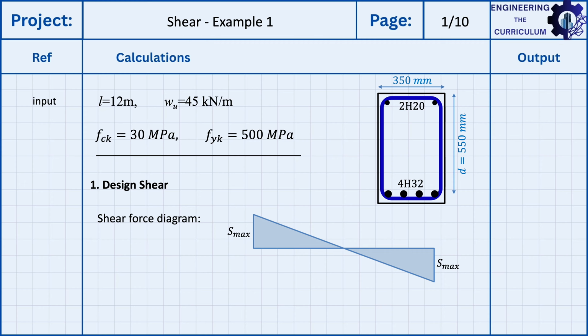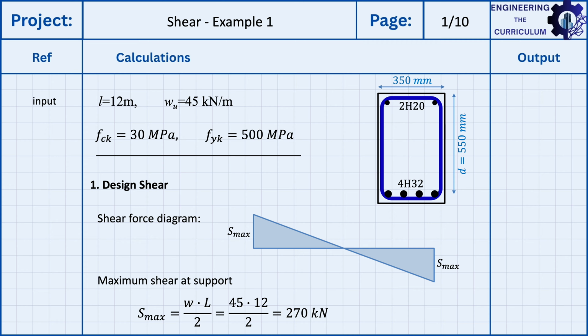I've started by laying out what we know in the calculation sheet, so the input: the span length of 12, the ultimate design UDL of 45 kilonewton per meter, the strengths of concrete and steel, and the drawing of the cross-section. The first thing we need to do is figure out what the design shear is. For that, we start off by calculating the shear in the beam. This is a simply supported beam with a span of 12 and a UDL of 45, so it's easy to figure out the maximum shear, which will be at the supports. That'll be the reaction, so it'll be the whole load, 45 times 12, divided by 2, half at each reaction. And we get a maximum shear of 270 kilonewtons.